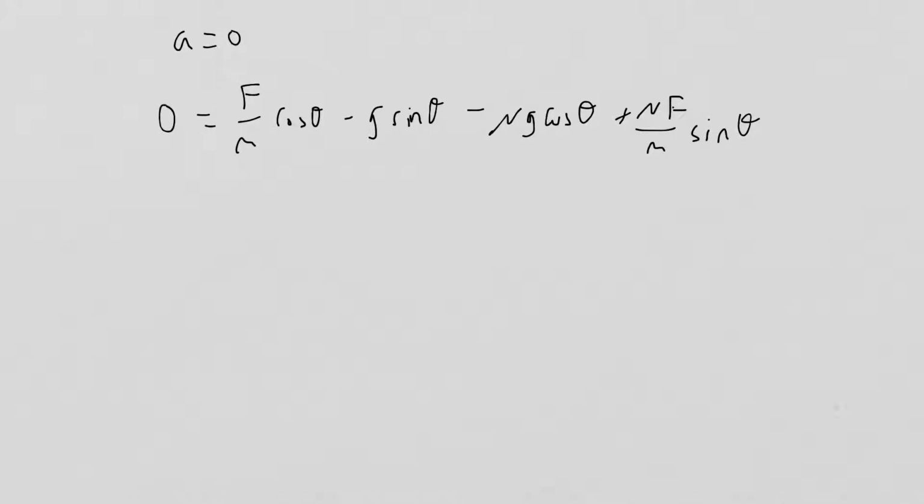0 equals f over m cosine theta minus g sine theta minus mu g cosine theta plus mu f over m sine theta. So if we want to solve for f, we need to put all those terms on one side and move everything else to the other side. So that's g sine theta plus mu g cosine theta equals f, and we factor out the other stuff.